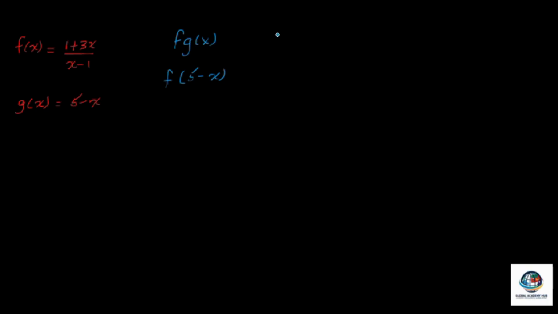So the first thing we want to do is write out f(x). f(x) is equal to (1 + 3x) divided by (x - 1). So wherever I see x, I'm going to put 5 - x. That's going to be 1 + 3(5 - x) divided by, where I see x, I'll put 5 - x. That's going to be (5 - x) - 1.